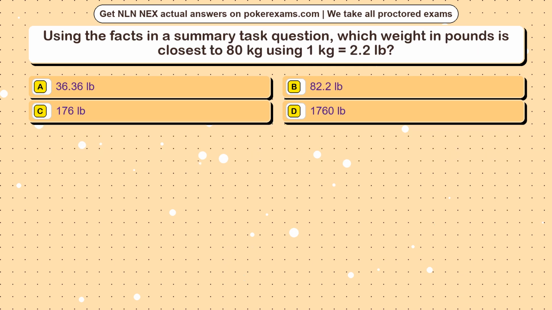Question 16. Using the facts in a summary task question, which weight in pounds is closest to 80 kilograms using 1 kilogram equals 2.2 pounds? Option A, 36.36 pounds. Option B, 82.2 pounds. Option C, 176 pounds. Option D, 1,760 pounds.